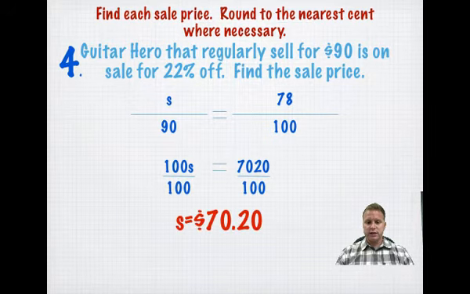And we get $70.20 is our sale price. How much did we save? About $19.80 is our savings, our discount.